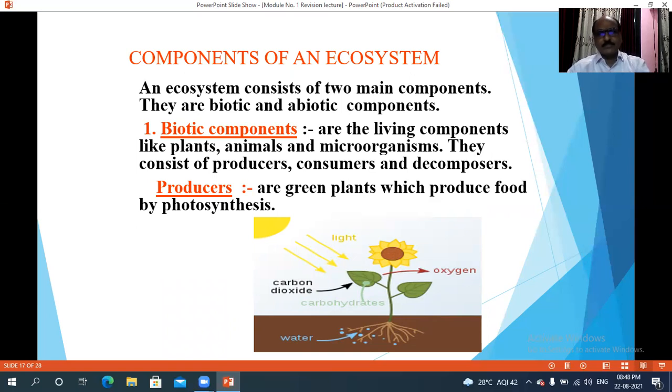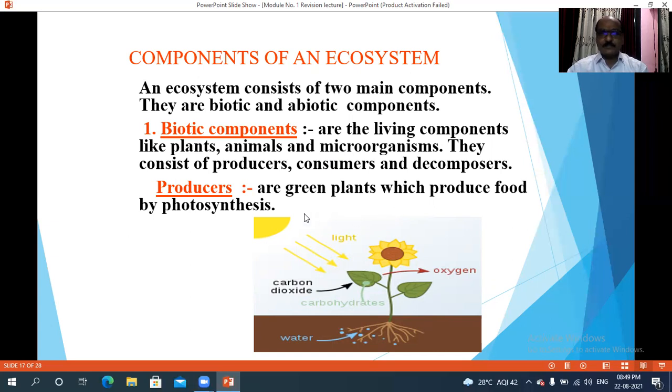So dear students, the ecosystem consists of two main components. First is the biotic component and second is the abiotic component. The biotic component includes all living organisms, that is plants, animals and microorganisms, and they consist of producers, consumers and decomposers.